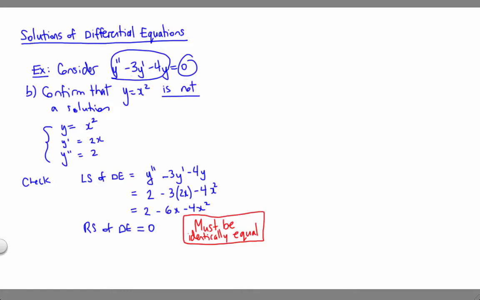Now when we're comparing the two sides of the DE, these two sides must be identically equal, meaning we need them to match up not just for some values of x, but for every single value of x. So in looking at the left side and the right side here, we'd say no, the left side is not equal to the right side, meaning y equals x squared, this function that we started with, is not a solution to the DE.